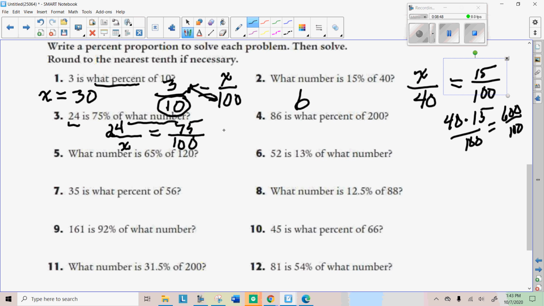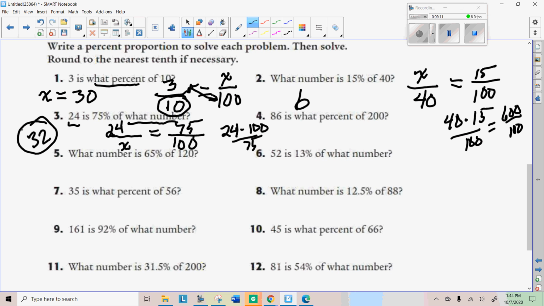So we're going to do 24 times 100. And then we're going to divide that by 75. And we get 32. That's our missing number.